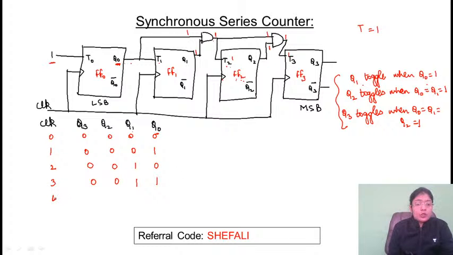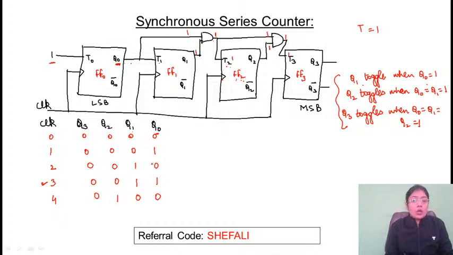Now in the fourth clock, Q0 will toggle. It comes out to be 0. Q1 toggle करेगा. Q0 की वैल्यू was 1. So definitely Q1 will toggle. Both were 1. So Q2 will toggle. तीनों 1 नहीं है, so Q3 will not toggle. Please repeat clock 3. Okay.